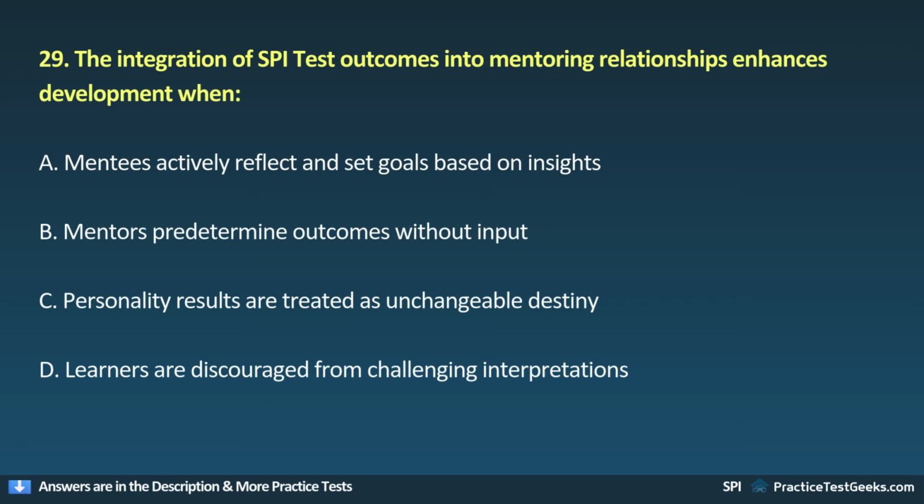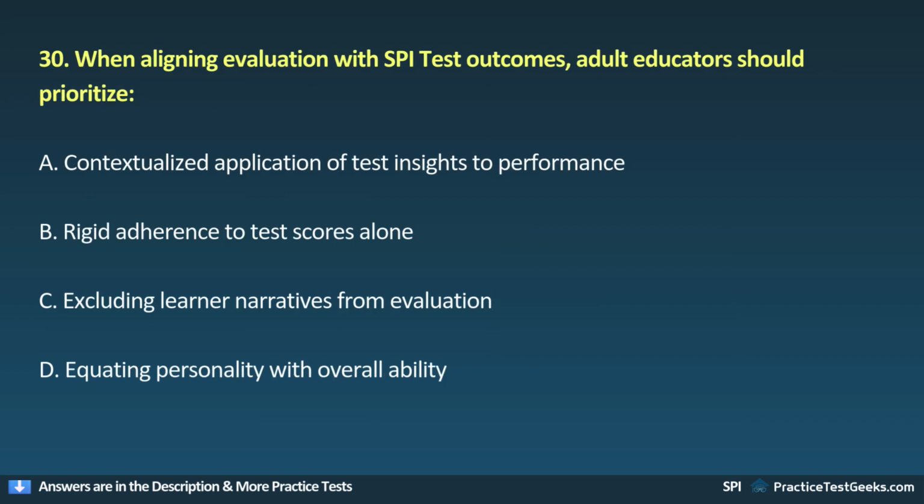C. Personality results are treated as unchangeable destiny. D. Learners are discouraged from challenging interpretations. 30. When aligning evaluation with SPI test outcomes, adult educators should prioritize A. Contextualized application of test insights to performance. B. Rigid adherence to test scores alone. C. Excluding learner narratives from evaluation. D. Equating personality with overall ability.